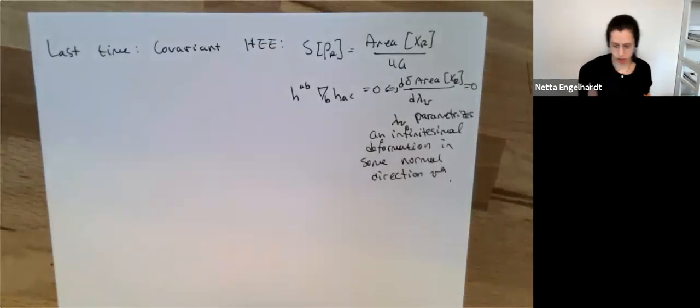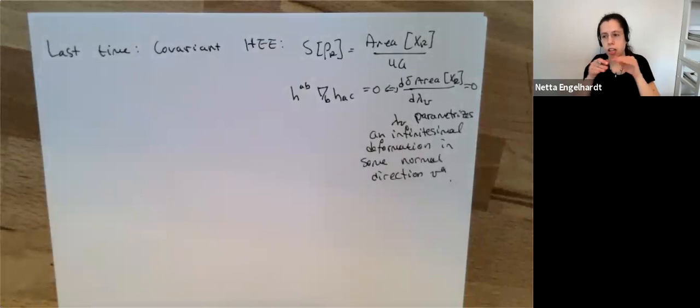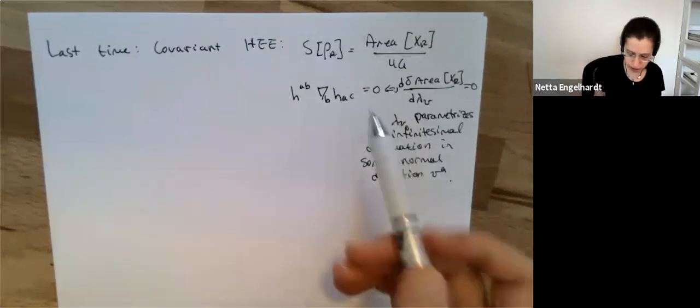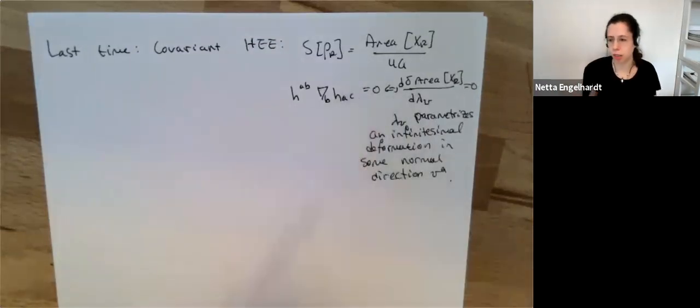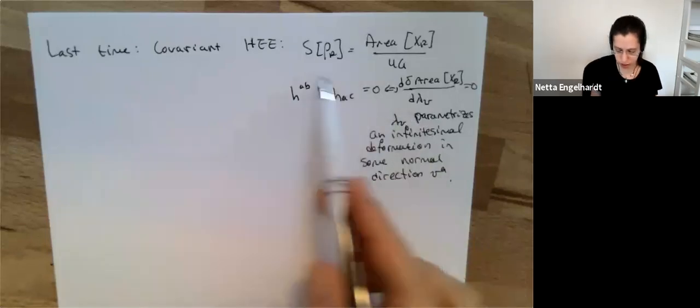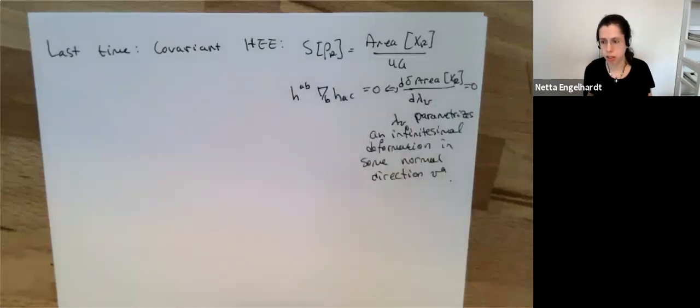This statement says that any variation of the location of the surface, to leading order in the perturbation, is not going to change the area. Subleading order is a different question, but to leading order, it won't change the area. And this is literally saying the same thing. You can link these two by rewriting this in terms of the Lie derivative in this v direction.